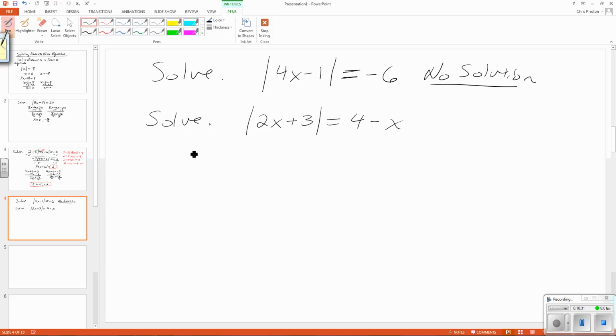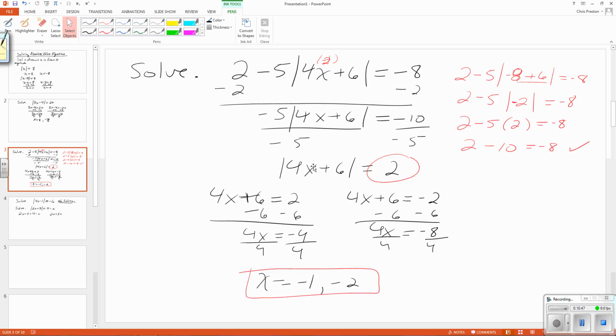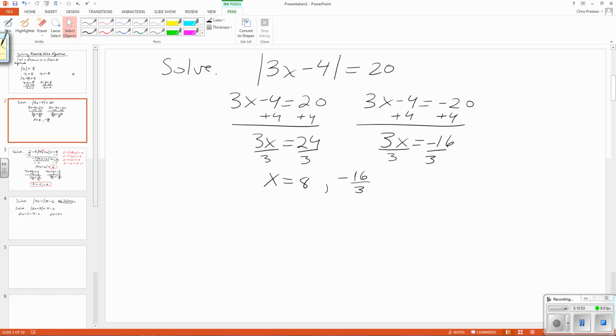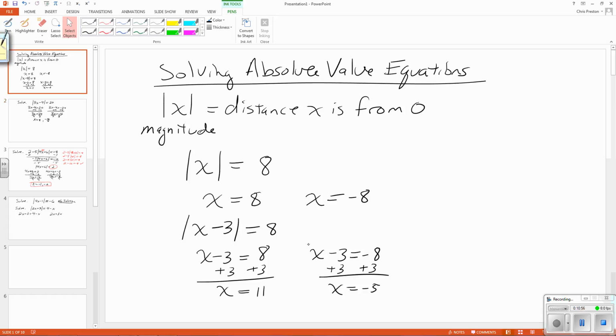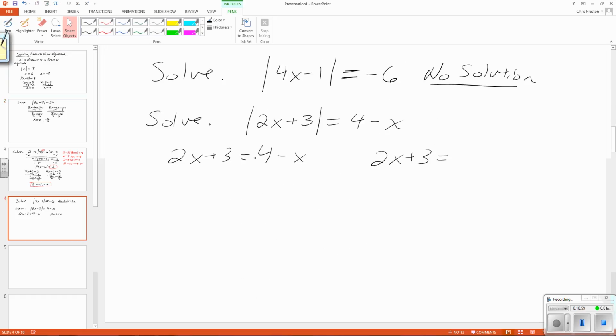So what I'm going to do is start off acting like it could work. So first thing I want to do is make sure my absolute value is by itself. Yep, everybody's on the other side. So now I want to solve this. 2x plus 3 equals, and if you remember, when I set up these problems, 2 was out here, and I said 2 and negative 2. 20 was out here, I said 20 and negative 20. 8 was out here, I said 8 and negative 8. Well, here one of these is going to be 4 minus x, and the other one's going to be negative 4 plus x. That's the opposite of 4 minus x.